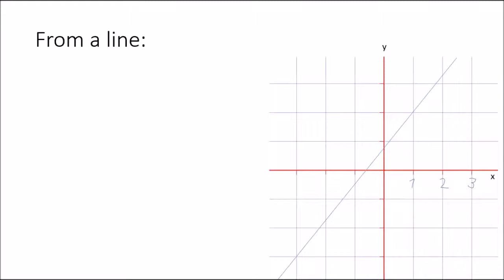So here's my graph. I'm going to have a look at it and see what I can figure out from it. Remember, we've got to calculate the gradient, which is the slope of the line, or the rise over run, and we've got to calculate the y-intercept as well. In this case, we'll start off with the gradient.